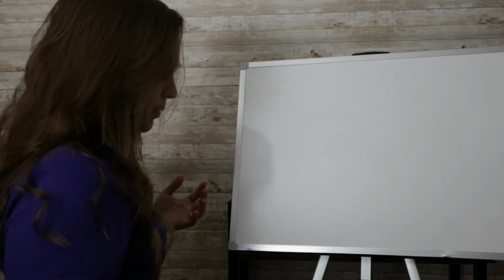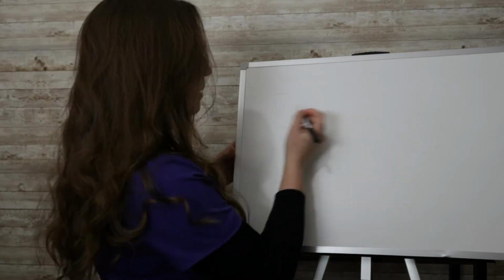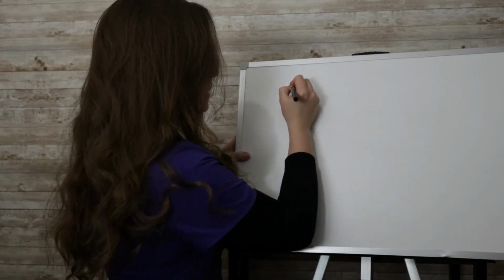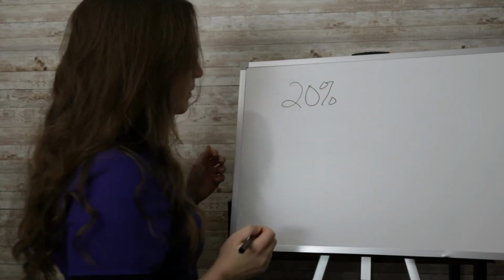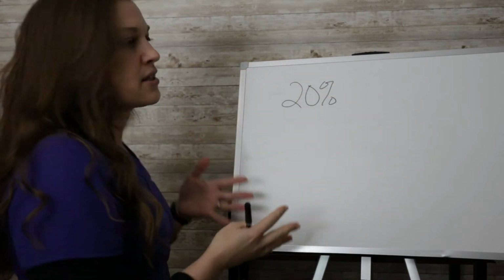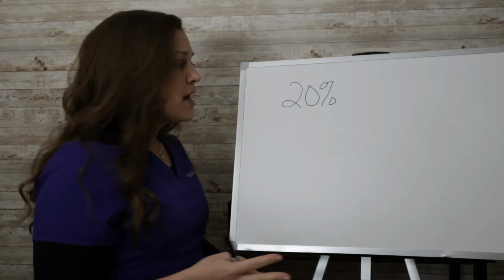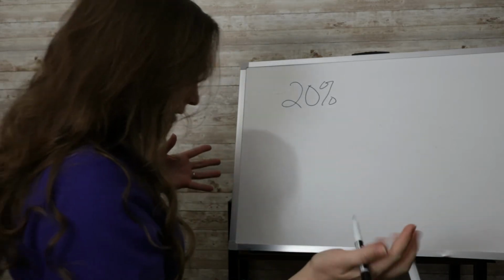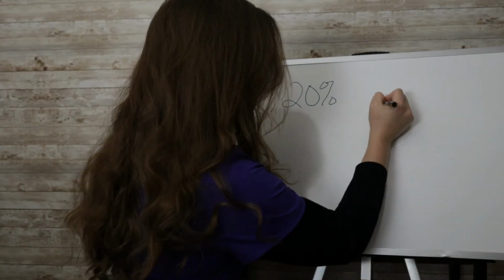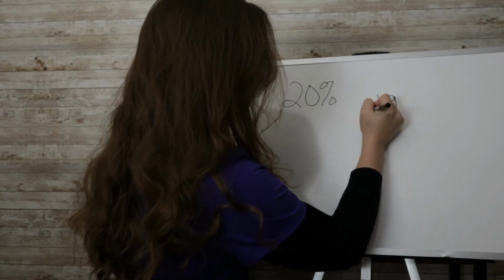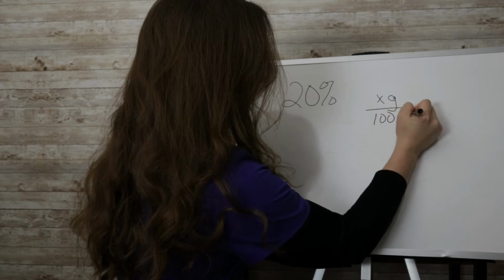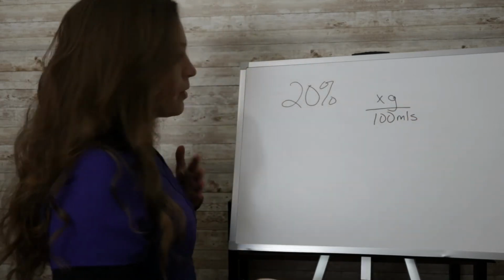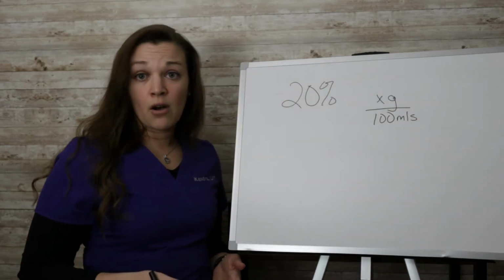When we see a percent, for example on a label you would see a drug name followed by 20%, all the percent means is that in that solution, there are X amount of grams per 100 mils. So grams per 100 mils in the solution is all that means.